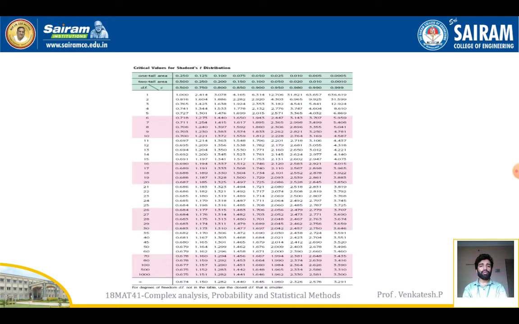This is called the t distribution table. This can be useful while solving the problem. This column represents the degree of freedom, the v value, and these are the significance levels, that is, 5% significance level and 1% significance level, with respect to the one tail test as well as the two tail test.